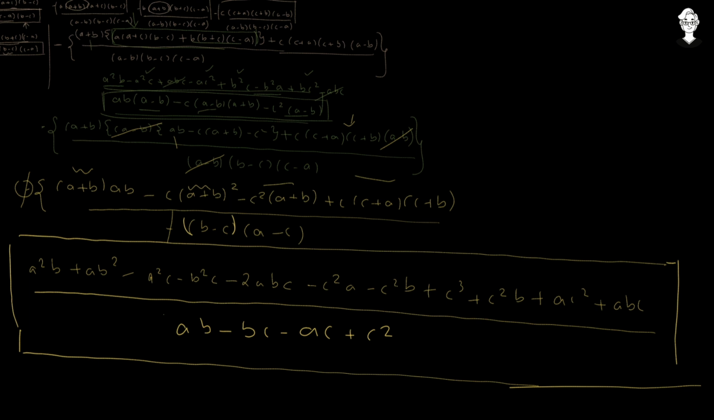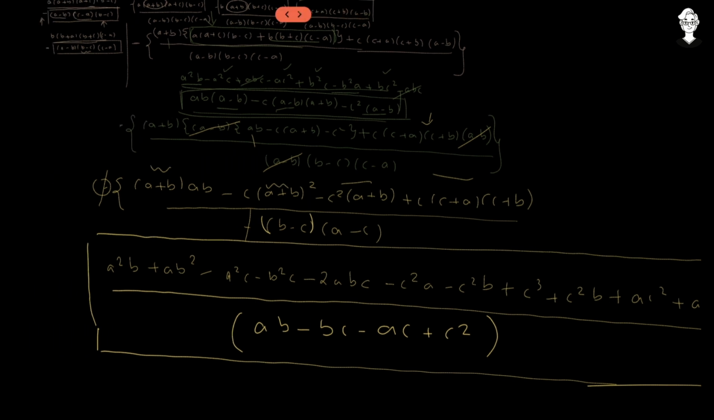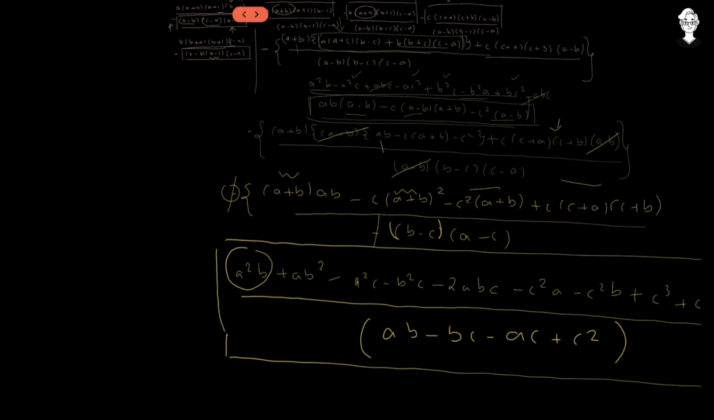So I'm just trying to get rid of this denominator part by cancelling it out with the help of a numerator. So let us see what we can do. So we have ab minus bc minus ac plus c square. So we can see we have a square b. So if I take a common from this particular thing, inside the bracket we'll get ab.